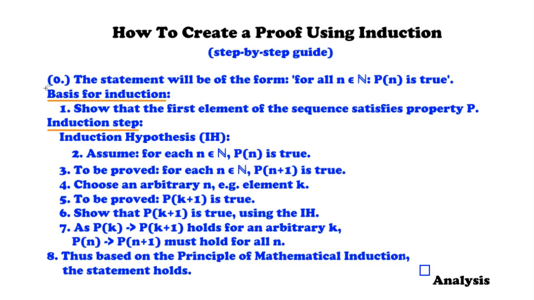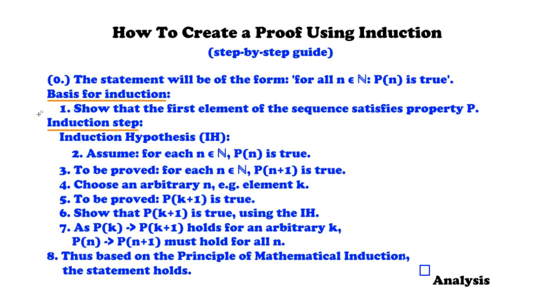Then the actual proof begins, and the proof is divided into 2 steps, or 2 parts. The first one is the basis for induction, and the second one is the induction step. Within the basis for induction, we show that the first element of the sequence satisfies property P. You can compare this with the sequence of falling dominoes, in which you push the first one, which will cause it to fall to the right. So here we just get the first element and show that the property for this first element holds.